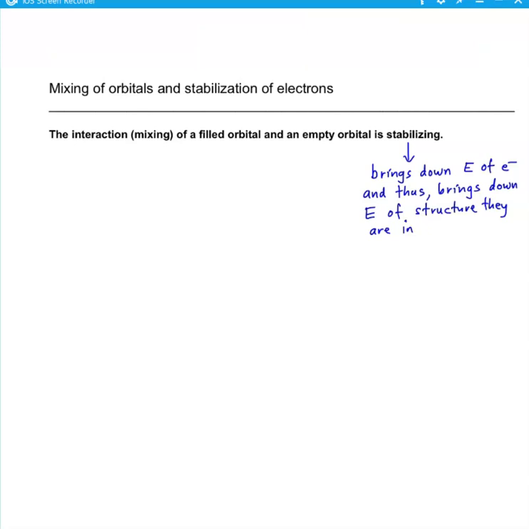Let's use as our example for this the one that we looked at previously. So A as a nucleophile interacting with B as an electrophile to form an AB bond. So A is the nucleophile, and so it's using its HOMO, which is going to be an occupied orbital. B, on the other hand, is the electrophile, so it will be using its LUMO to participate in this reaction, which is an unoccupied orbital.